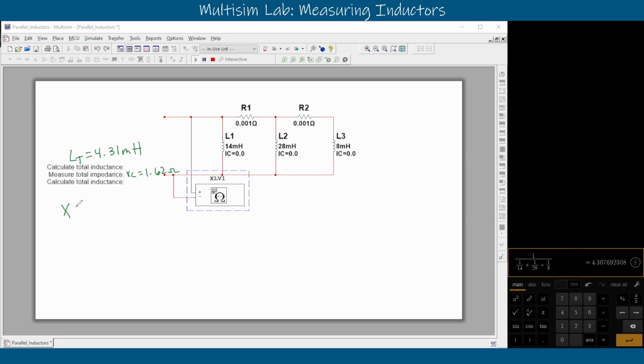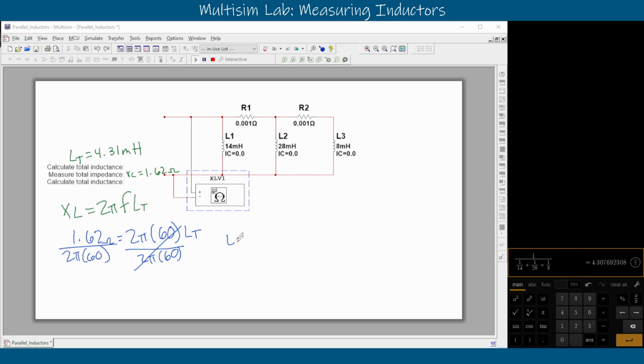So we'll say that XL is also equal to 2 pi F, the frequency, and then our LT. So we're going to solve for LT out of this equation here. So let's plug in. We'll say that we know that it's 1.62 ohms is equal to 2 pi, our 60 frequency from our meter, and then we'll write LT at the end. We'll solve for LT by dividing out 2 pi times 60 to both sides. 2 pi times 60. Right?